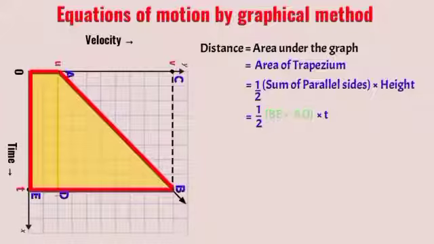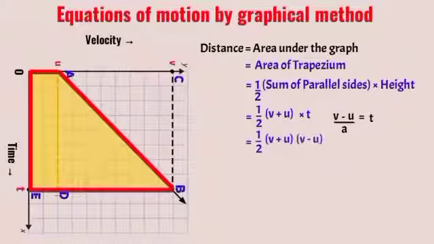So this equation becomes half into (V plus U) into T. We have V is equal to U plus AT, the first equation of motion. If we transpose U to the LHS, it becomes minus U. And also, if we transpose A to the LHS, which is in multiplication with the T, it gets into division on the LHS. We get T is equal to (V minus U) upon A. Let's substitute the value of T in S is equal to half into (V plus U) into T. It becomes S is equal to half into (V plus U) into (V minus U) upon A.